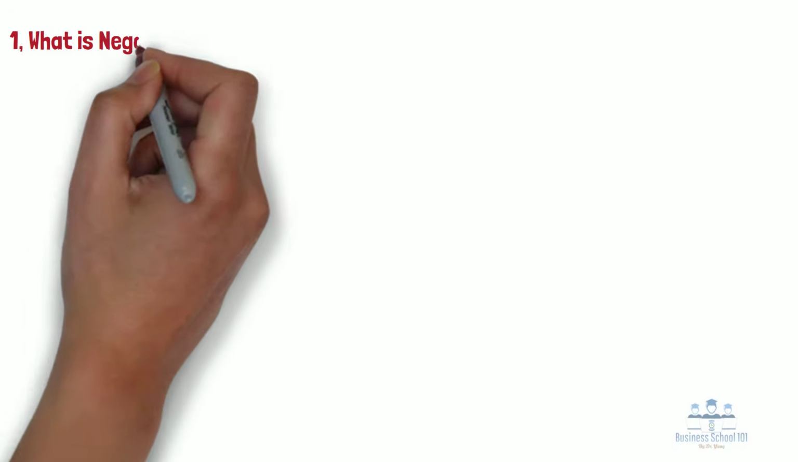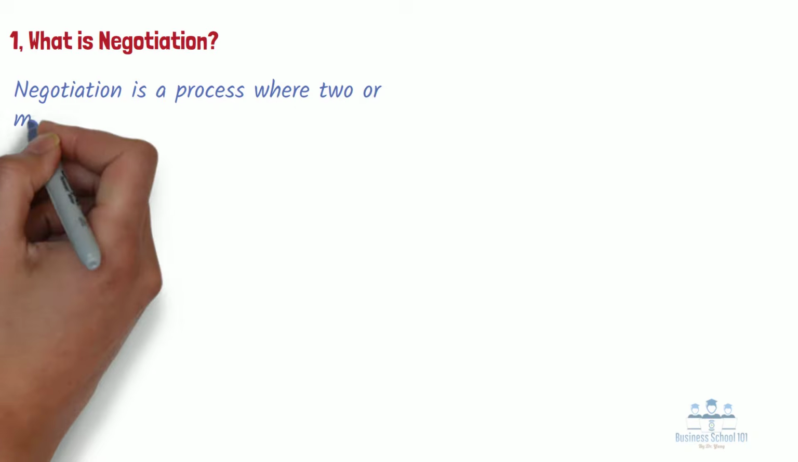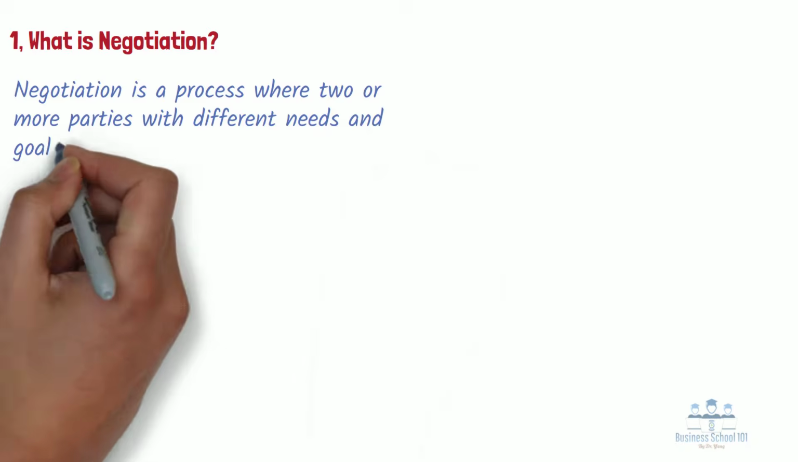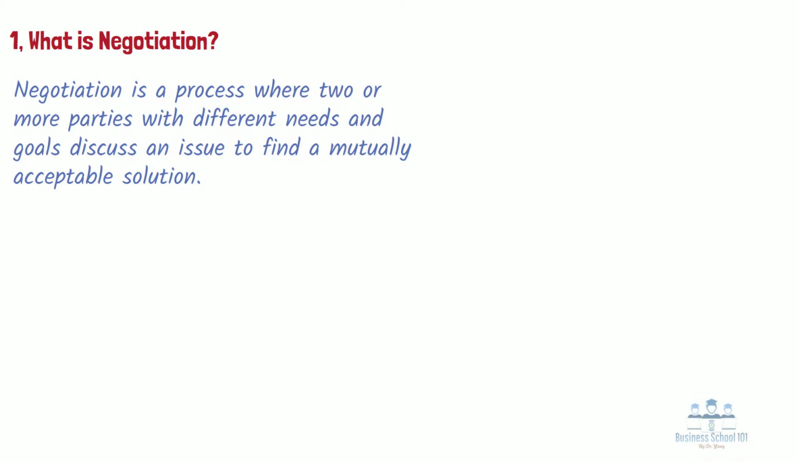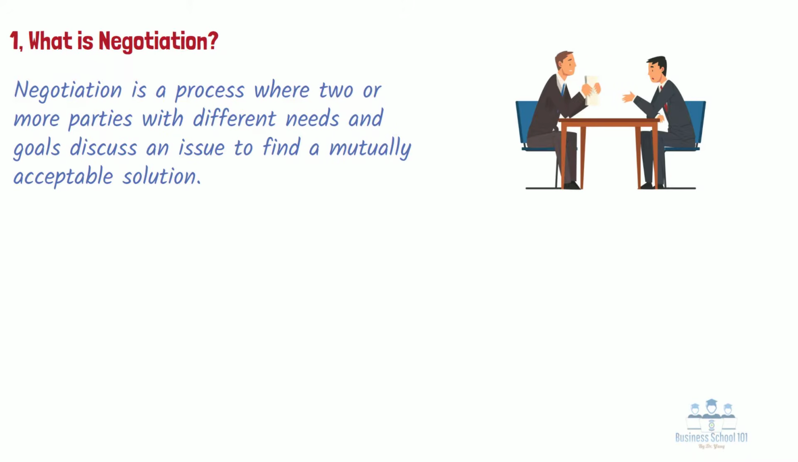Section 1. What is negotiation? Negotiation is a process where two or more parties with different needs and goals discuss an issue to find a mutually acceptable solution. Negotiation skills are important in both informal, day-to-day interactions and formal transactions, such as negotiating conditions of sale, lease, service delivery, and other legal contracts.